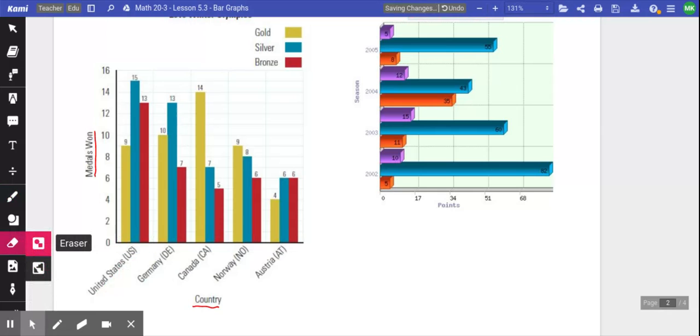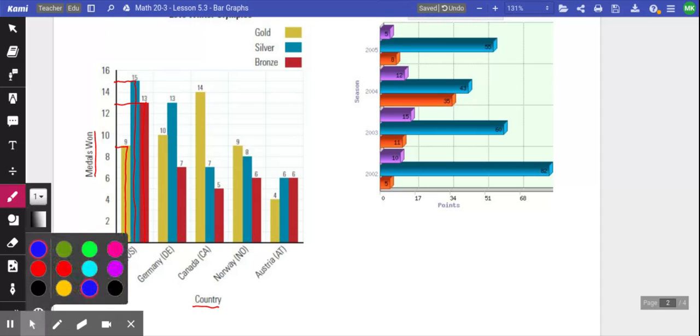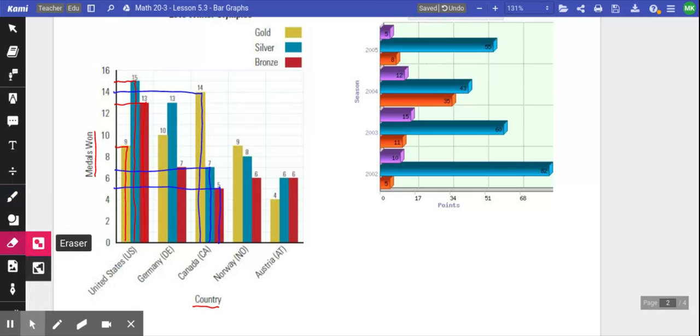So if I was to read this, the US had 9 golds, they had 15 silver, and they had 13 bronze. And I could do that for any country. So if I looked at Canada, Canada had 14 gold, 7 silver, and 5 bronze. Cool. A multiple horizontal graph is doing the exact same thing.